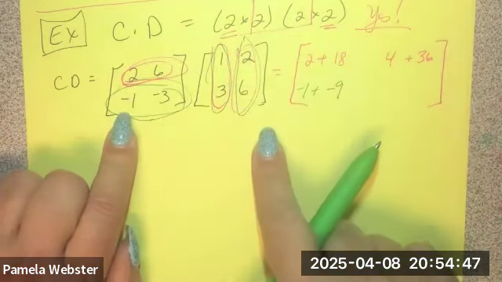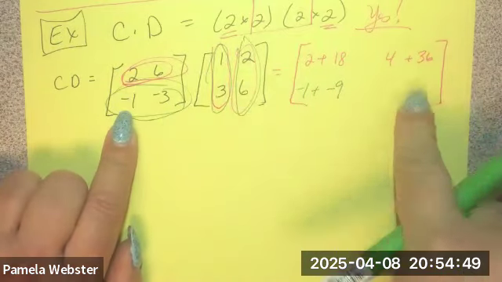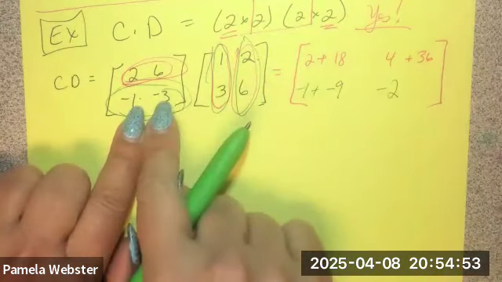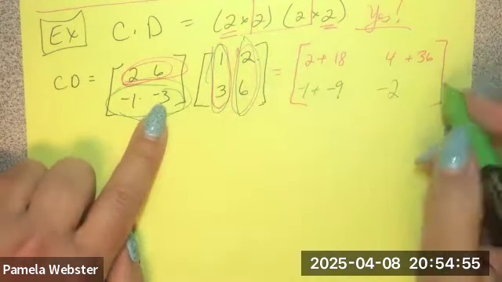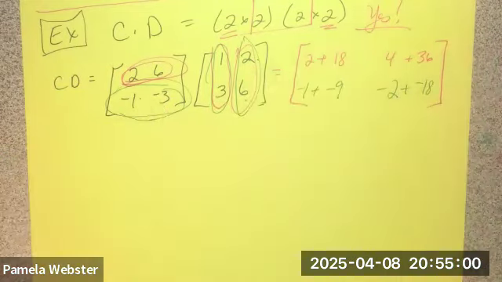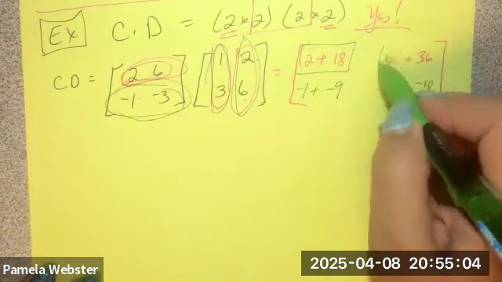Second row, second column. It's going to go in the second row, second column position. -1 times 2 is a -2, plus -3 times 6 is a -18. All right, so before we go any further, do I have a 2 by 2?